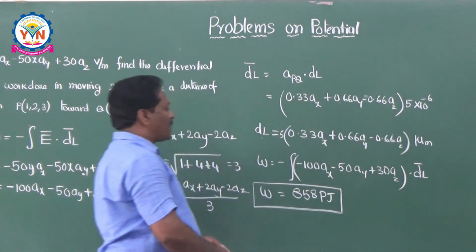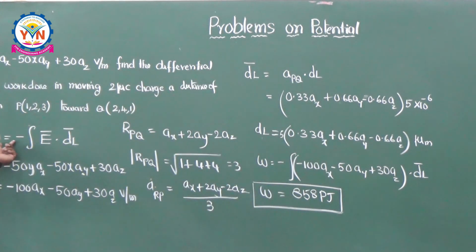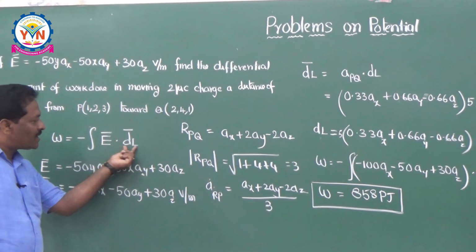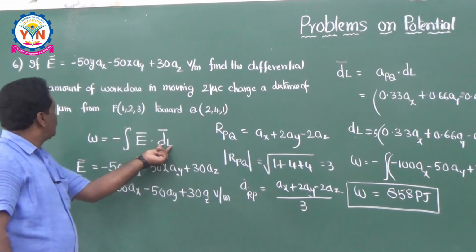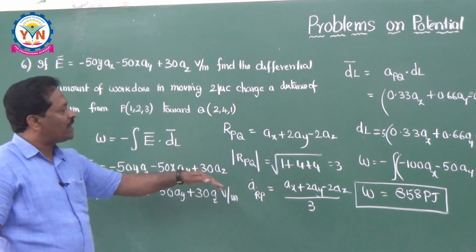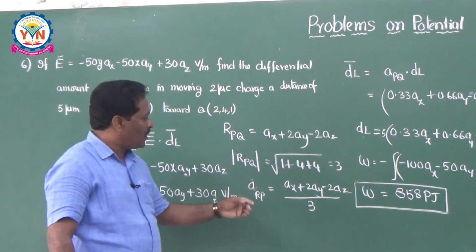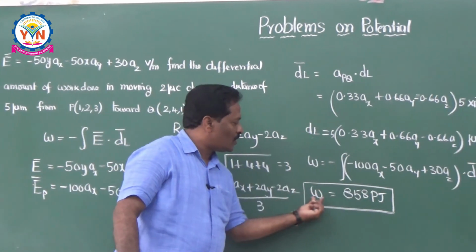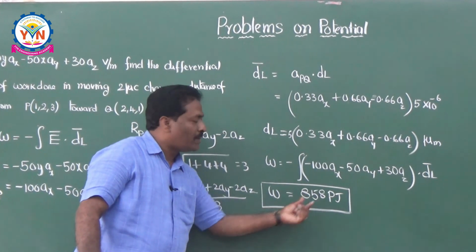So how have you calculated the work done? Work done is equal to minus integral E dot dl. He has already given dl, which means length vector. The distance is nothing but 5 micrometers, but the direction is from this to this. So that is the reason you have calculated your unit vector here, and using this you have substituted here, you are going to get 858 picojoules.